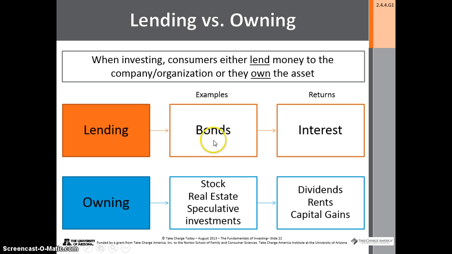So when you lend and you have the bonds, then this could be regular interest like you're used to hearing about. But if you're owning, like to put it in an easy way, you got real estate, you're going to get the rent from the person that's paying you because of the real estate.